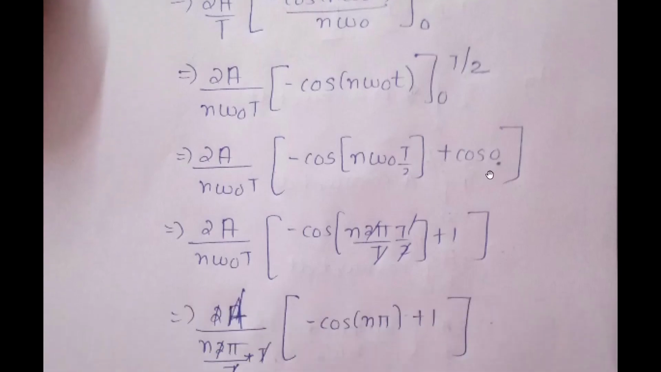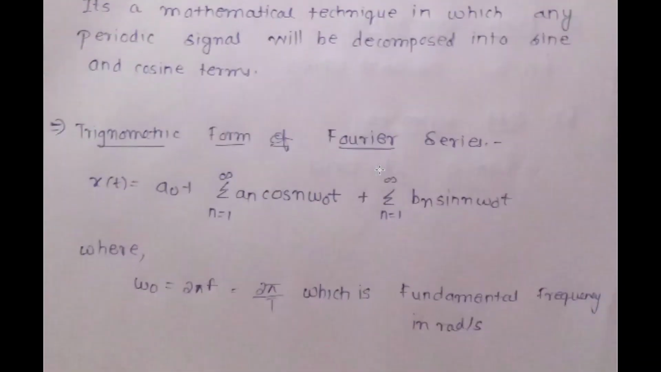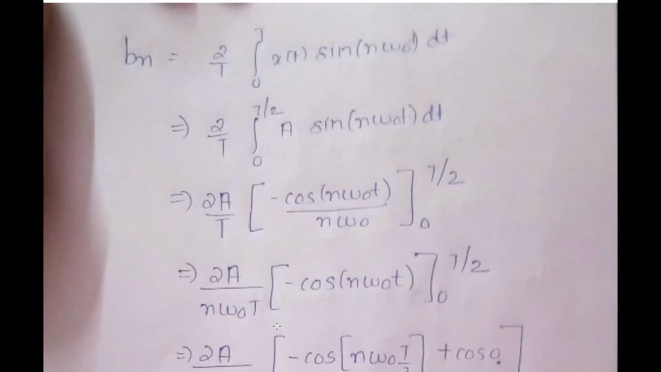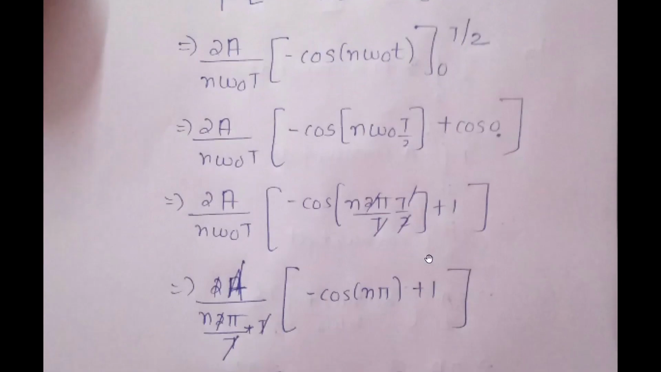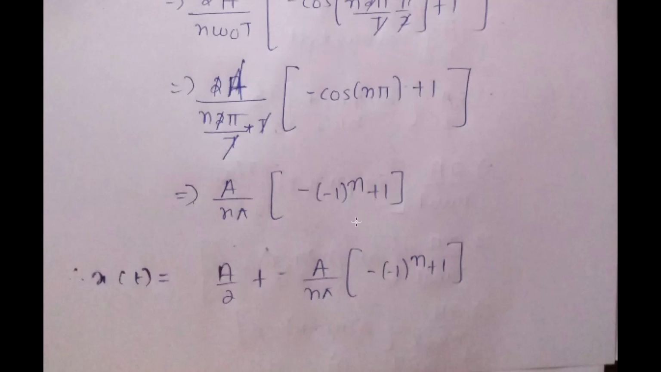Now cos 0 is given as 1, and omega naught value is always given as 2 pi by T. So you can just put the value of omega naught as 2 pi by T. So just put those values. Cos n pi is given as minus 1 raised to n, and just try to find the final answer. Hence my a0 is basically A/2, an is 0, and bn is given as A upon n pi times (1 minus (minus 1) raised to n). Hence my x(t) is given as this.